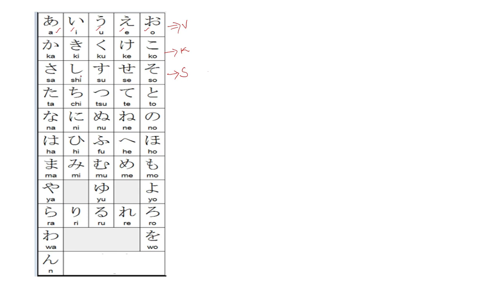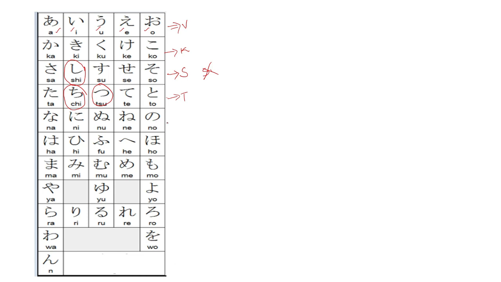Did you notice the exception is Shi? There is no letter Si in the S line. It is Shi. The next line, Ta, Chi, Tsu, Te and To. There are 2 exceptions in this line, which are Chi and Tsu. There is no letter like Ti and Tu.